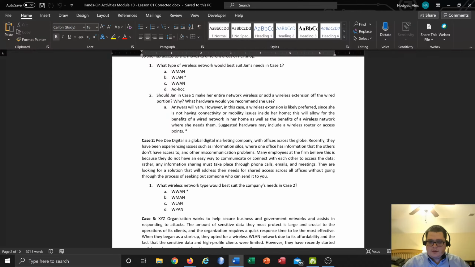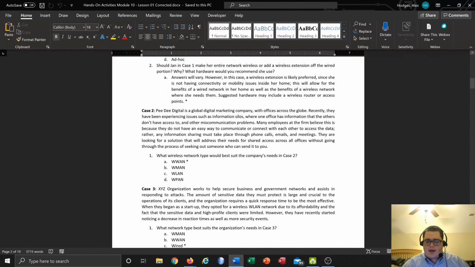Case 3 is a little different. You have XYZ organization, which wants to help secure business and government networks and assists in responding to attacks. The amount of sensitive data that they must protect is large and crucial to the operation of its clients, and the organization requires a quick response time to be most effective. When they began as a startup, they opted for a wireless local area network because the clients were limited. However, they have recently started noticing a decrease in reaction times as well as more security events.